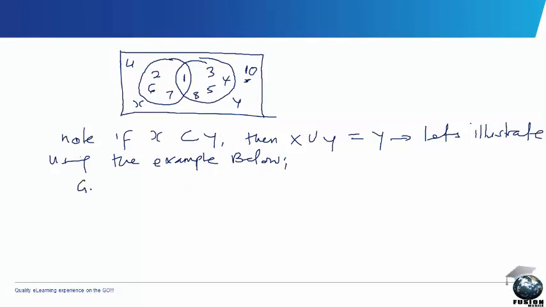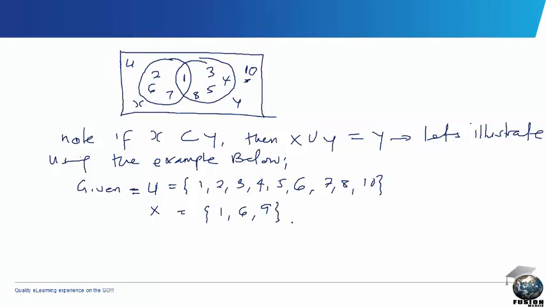Okay, given that a universal set U is defined as 1, 2, 3, 4, 5, 6, 7, 8, 9 and 10 as our universal set, and then X is defined to have elements 6, 1, and 9, and Y is defined such that elements 1, 3, 5, 6, 8, and 9 are contained in Y. We shall find X union Y and draw a Venn diagram to illustrate that if X is a proper subset of Y, then X union Y is equal to Y.